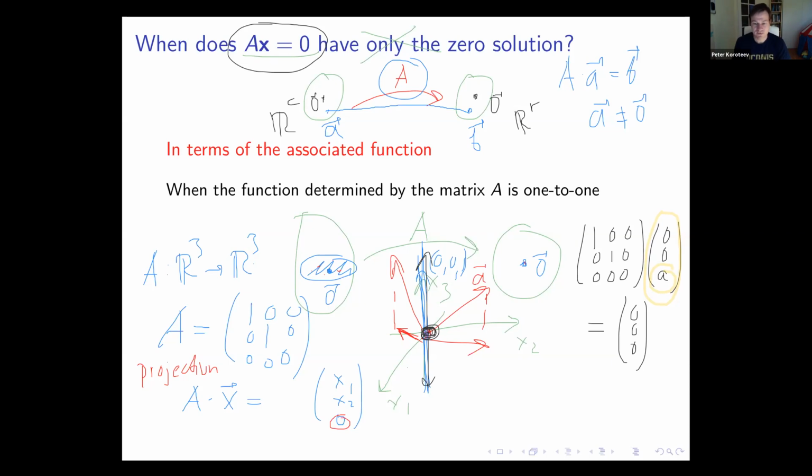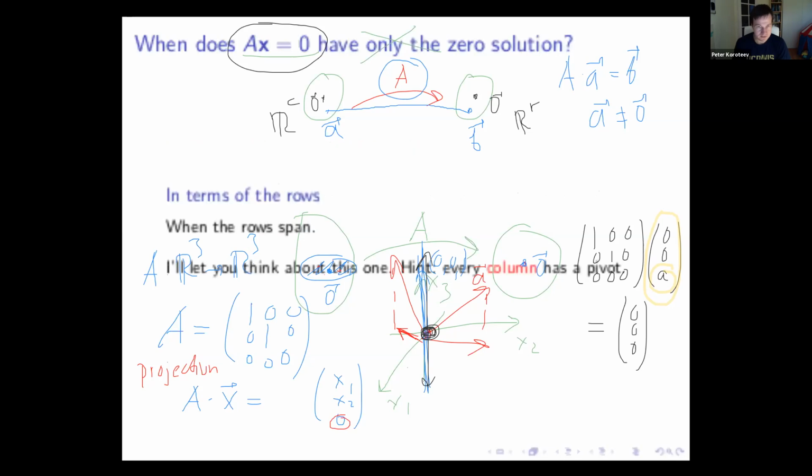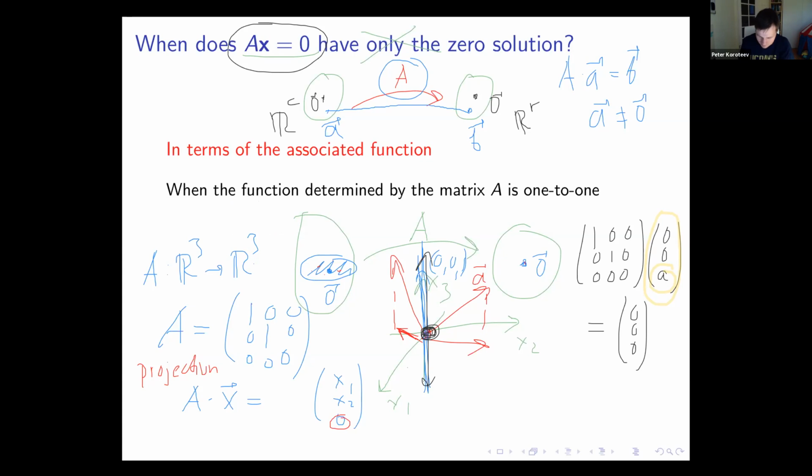This example is very nice because it allows you to understand exactly what's going on here. Remember what we talked about before: in terms of rows, the rows should span R3. Clearly here they do not span R3, because these rows only span a two-dimensional subspace of R3. This is just 0. And also in terms of pivots, there are only 2 pivot rows, and there should be 3.